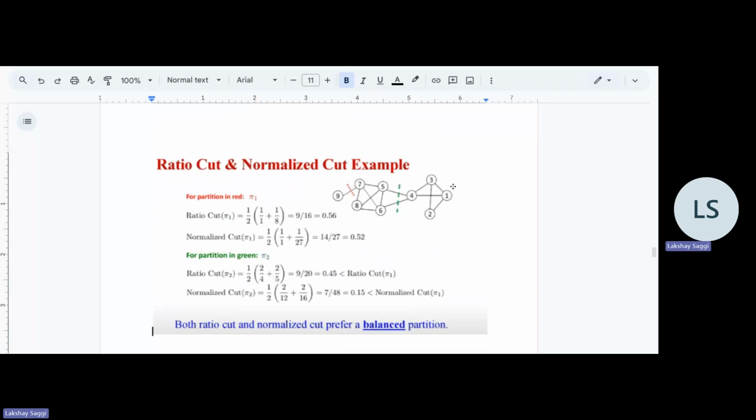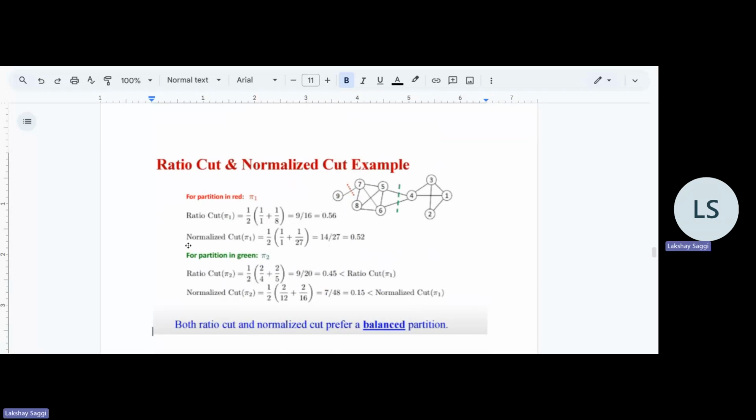Now we see the second set, the second community we define with respect to this cut. For this set also, the number of outgoing edges is 1 because this is the only outgoing edge. So the numerator will be 1 and there are 1, 2, 3, 4, 5, 6, 7, 8 vertices, so the denominator will be 8. So it will be half times 1 by 1 plus 1 by 8. The ratio cut value for this red partition is about 0.56.